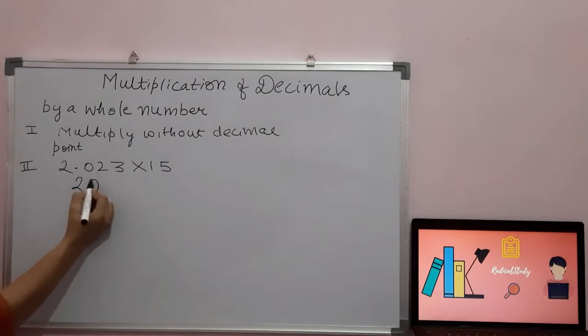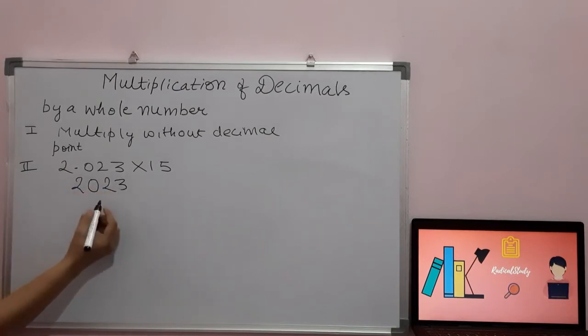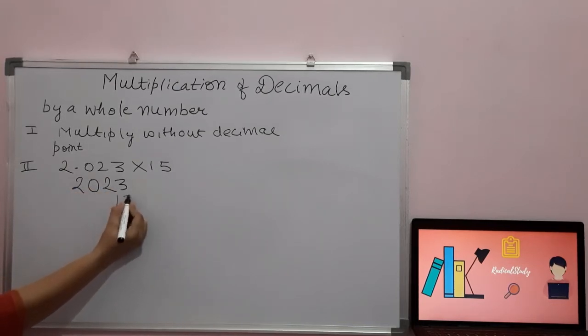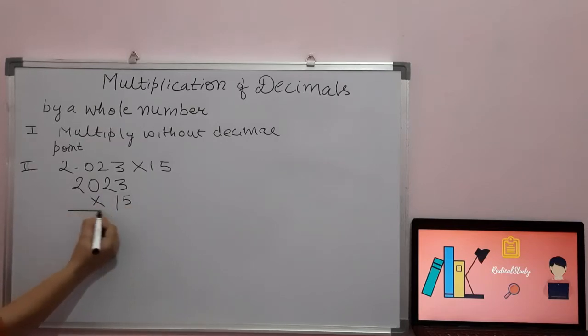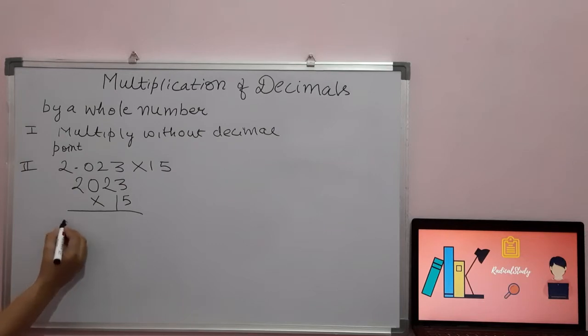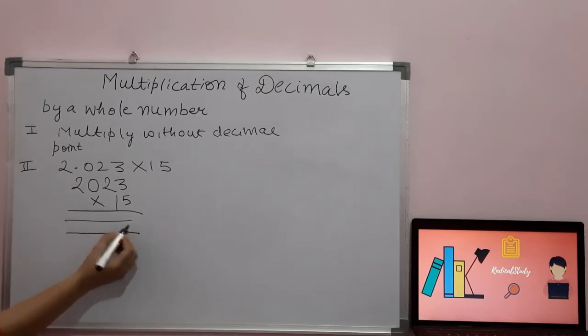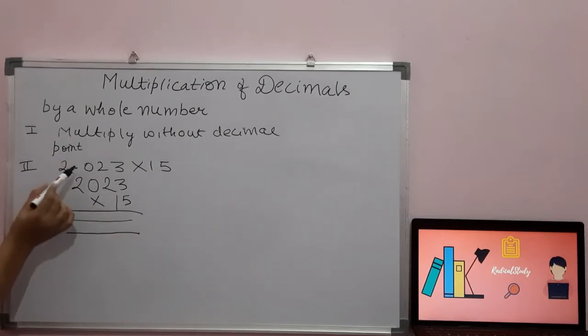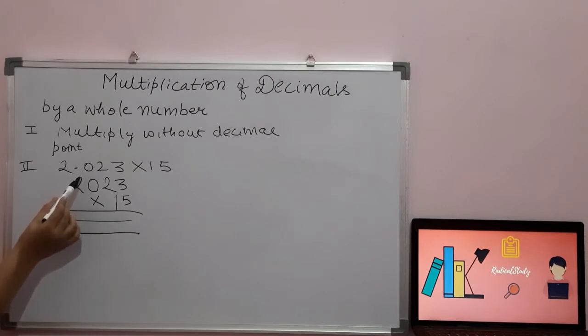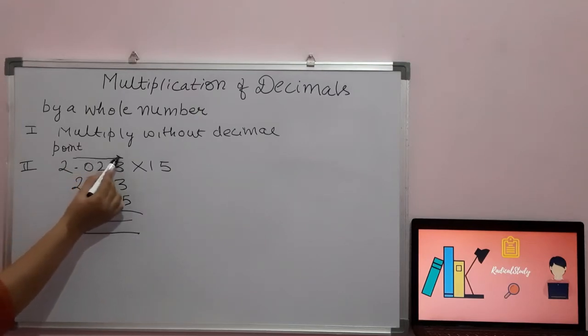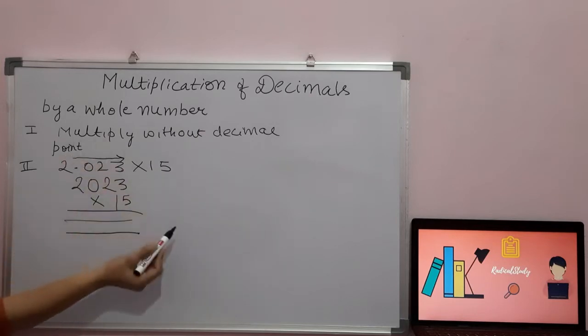So what you have to do? The first step is 2023, बिना डेसिमल के you will write the number without the decimal and then you will multiply it by 15 and whatever the result is, जो भी आपका आंसर आएगा उस आंसर में firstly what you have to do, count the number of digits after the decimal. 1, 2, 3. How many digits are there? 3 digits are there after the decimal. हमें राइट साइड से काउंट करना है, डेसिमल के बाद से.